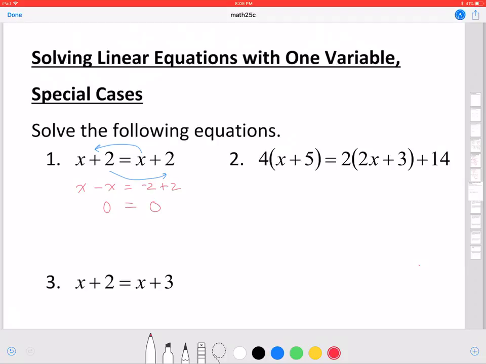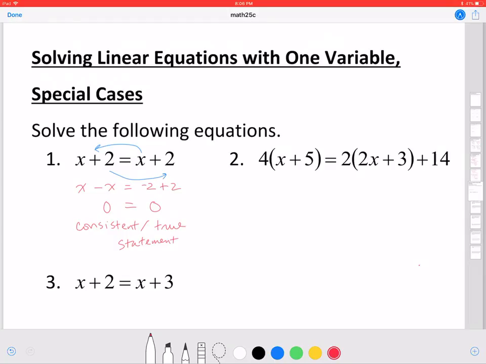And this is what we call consistent, or sometimes a true statement. When this happens, after the variable got removed and you end up with a consistent or true statement, then the solution to this special case equation is the set of all real numbers. Any number will satisfy this.